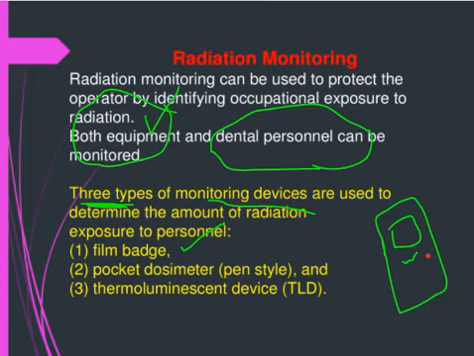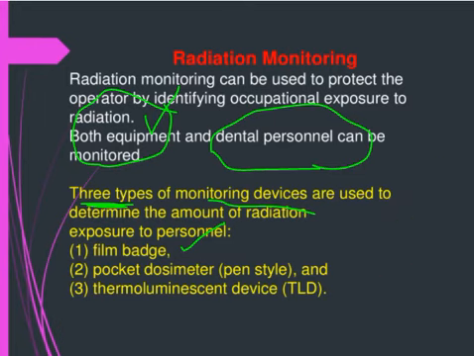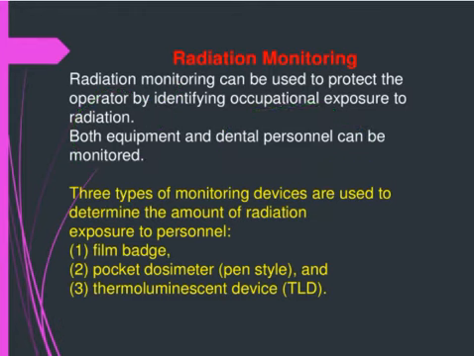Okay, so every 3 months you are going to give this badge to the monitoring center, which monitors the radiation exposures, and you will get another badge. So basically you are going to have two badges. You use this badge, and after 3 months you will give this badge and you will get this badge back. Okay, they're called badges. So film badges are one type of radiation monitoring device.